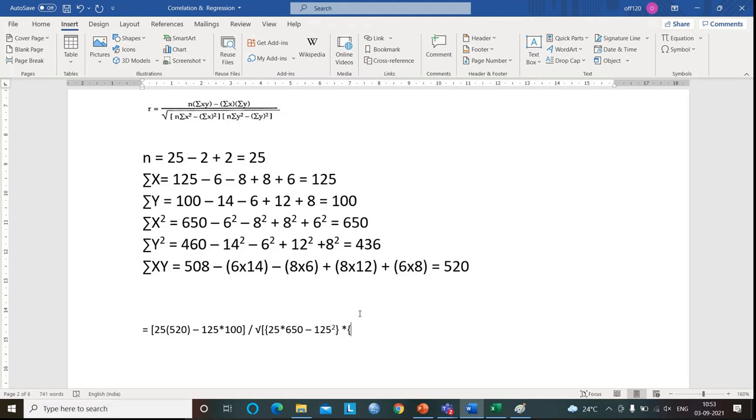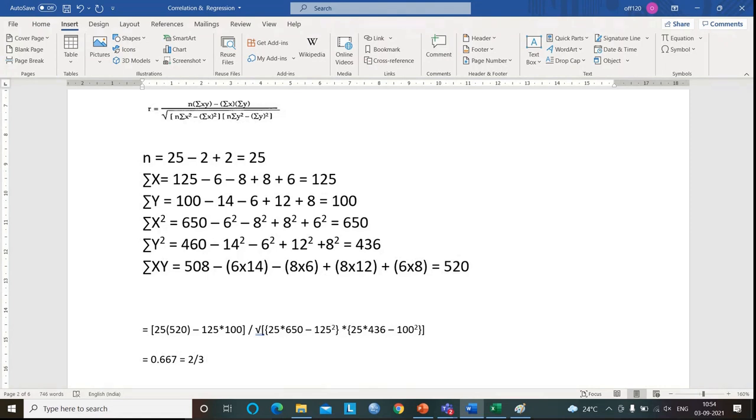Into, again, the second expression. Now n summation y square. N is again 25 into summation y square is 436 minus summation y whole square. Here summation y is 100, whole square of it. So by doing this calculation, we get the answer as 0.667. 0.67 is nothing but 2 divided by 3.